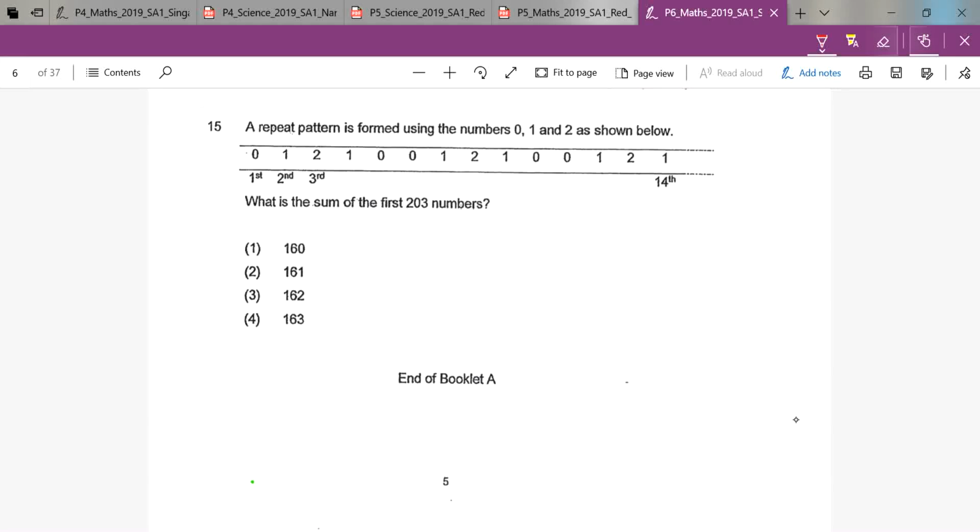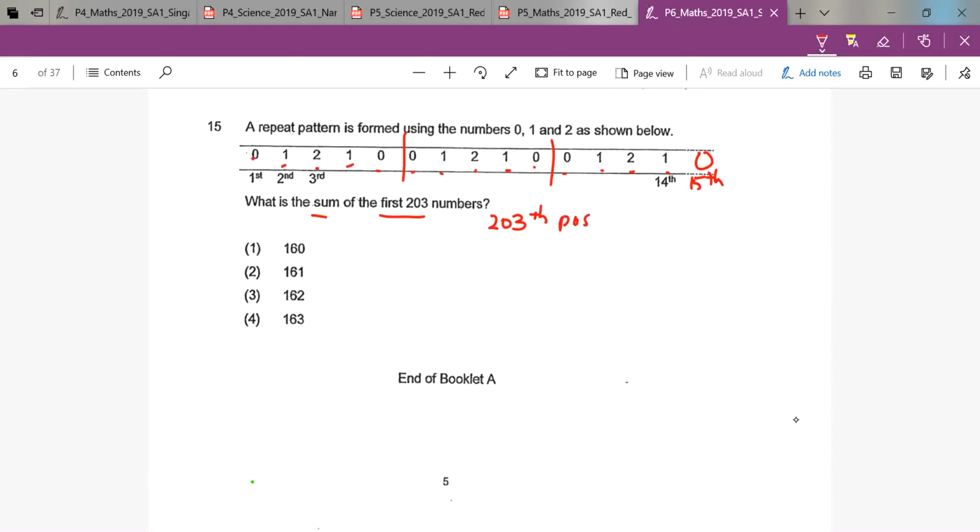Question 15. A repeat pattern is formed using the numbers 0, 1 and 2 as shown below. So you can see it's a 0, 1, 2, 1, 0. Then again a 0, 1, 2, 1, 0. Then again a 0, 1, 2, 1, and probably a 0 here at the 15th position. Okay, what's the sum of the first 203 numbers? So basically you need to find out what digit is at the 203rd position.